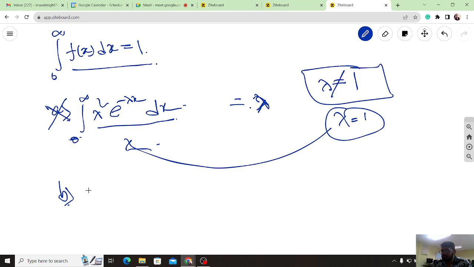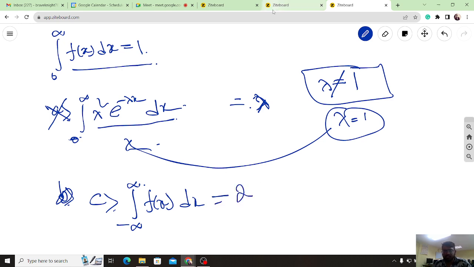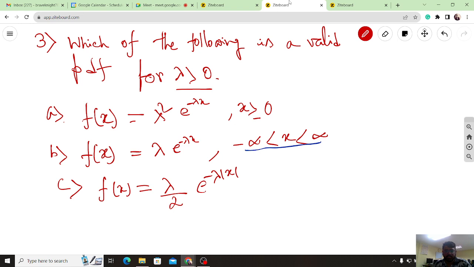Option C, let us check for option C. The integral of f of x dx is equal to 2. Just check it. Because this function is from minus infinity to plus infinity. Also this one. Forgot to write this thing. It is also from minus infinity to infinity.